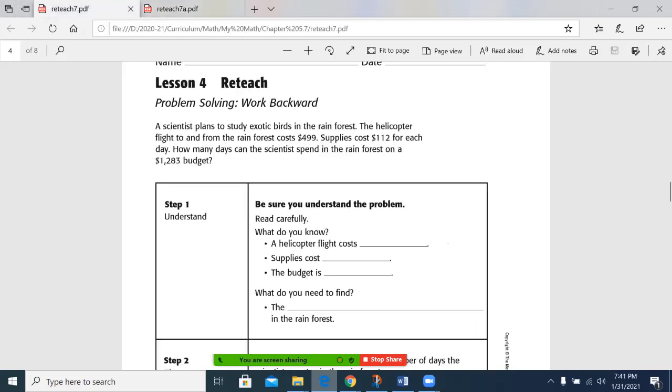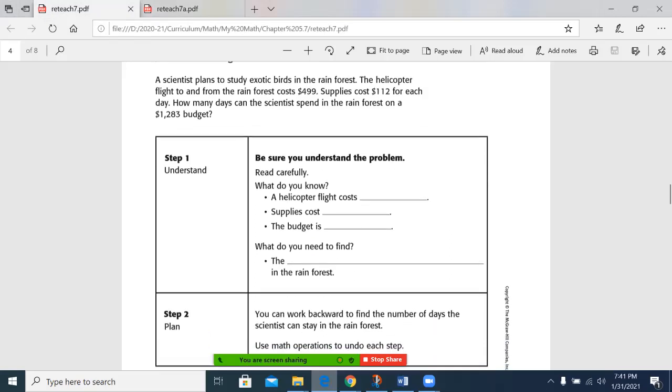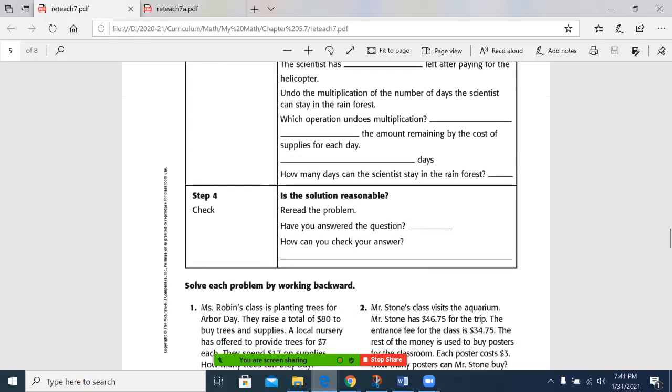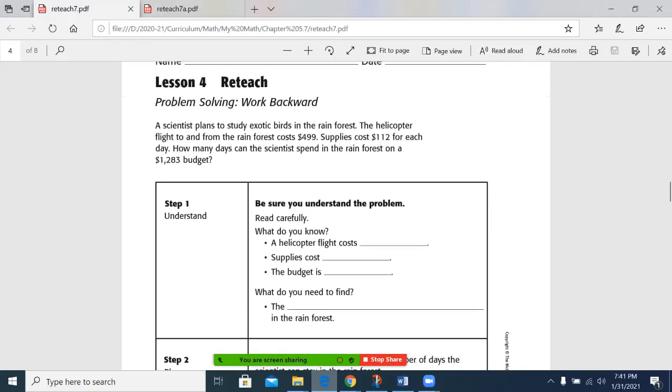So let's move into today. Problem solving. We are working backward. And just as a reminder, all our steps are consistently understand, plan, solve, and check.